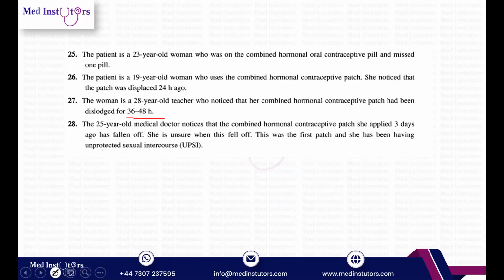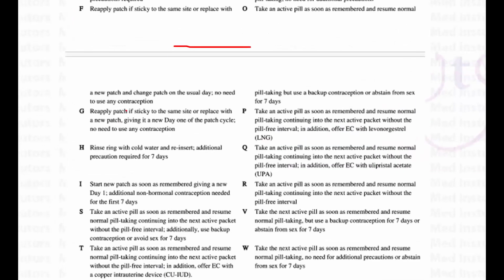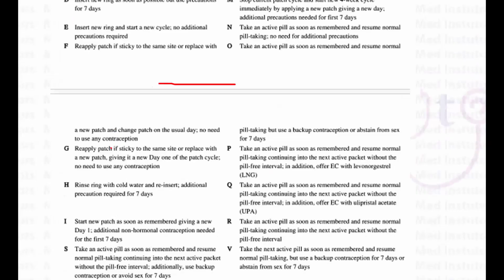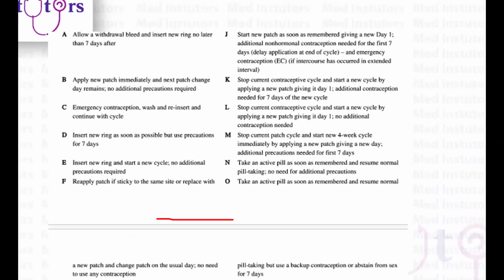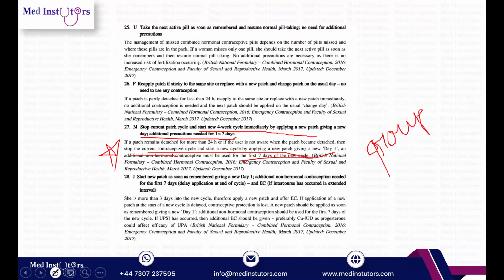Okay. So this is start new patch. Where's the patch options? Okay. Start new patch as soon as remembered, giving day one, additional non-hormonal contraception needed for the first 7 days, and emergency contraception if intercourse has occurred. Okay. So it has occurred. So that is why that is the correct answer. So I will be putting up this on the group as well.